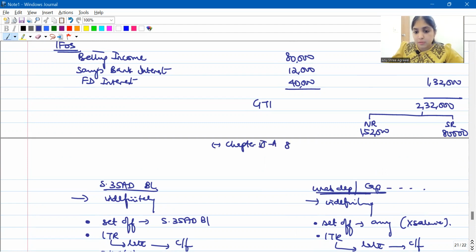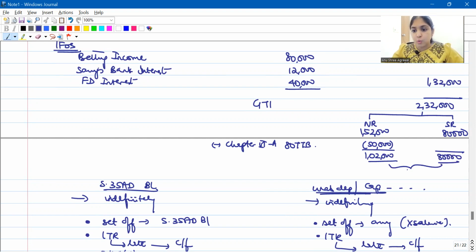We had spoken about 80TTB. Tell me, does 80TTB allow savings interest? Yes. Does it allow FD interest also? Yes, 80TTB allows FD interest and savings interest. 80TTA allows only savings interest. Okay. And total is 52,000, but maximum how much can I allow? Under 80TTB, maximum 50,000. So here I am left with 1,02,000. Here I am left with 80,000.